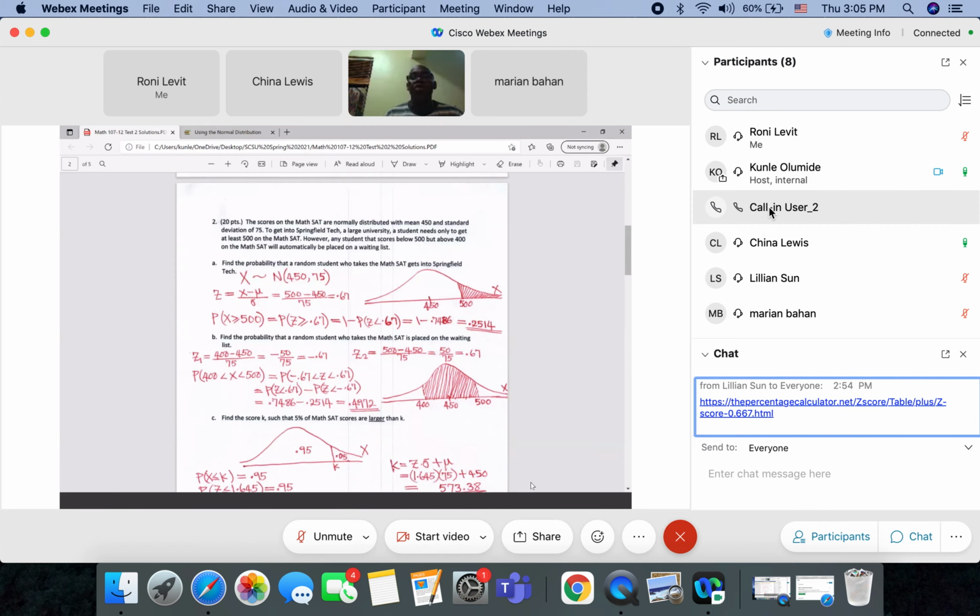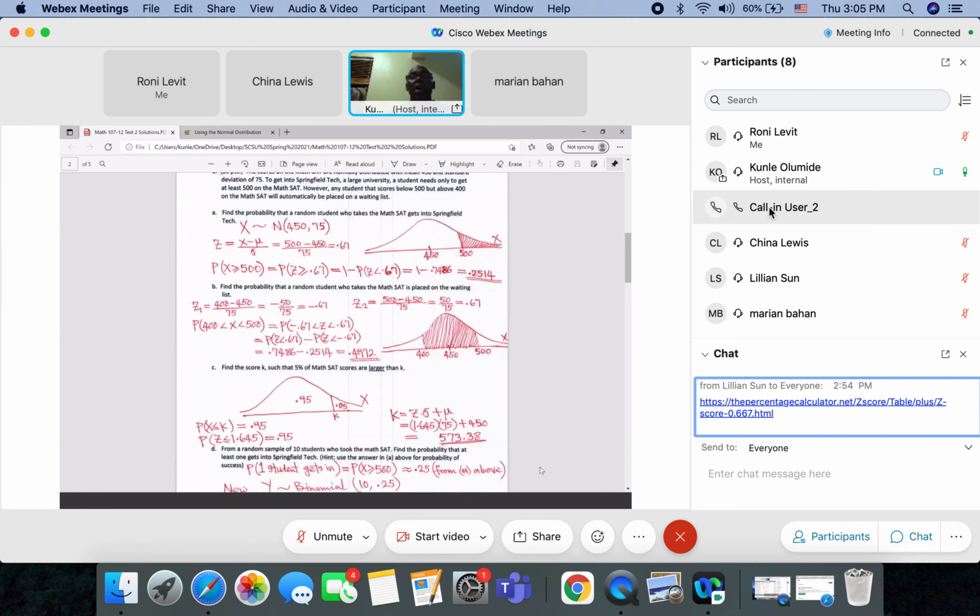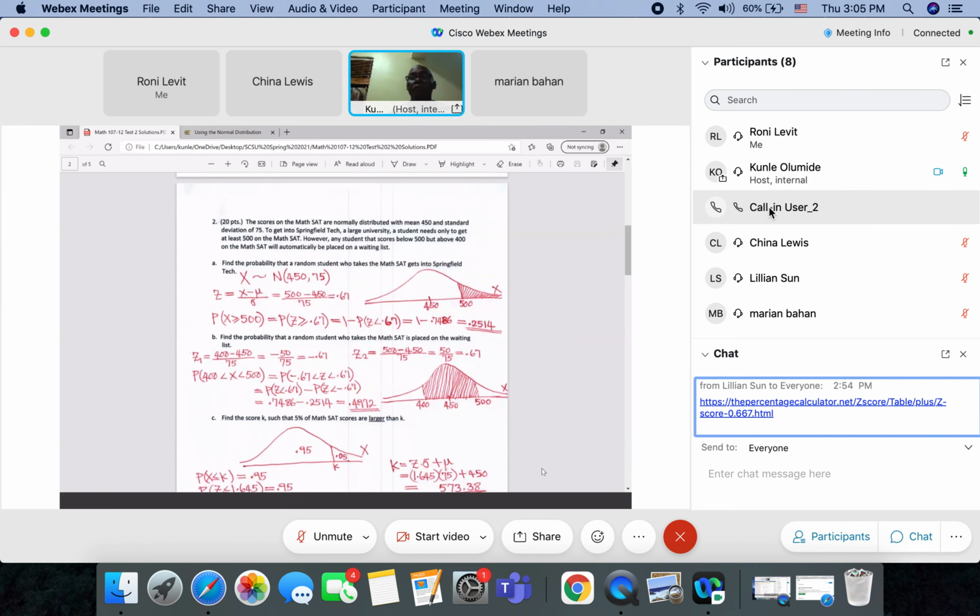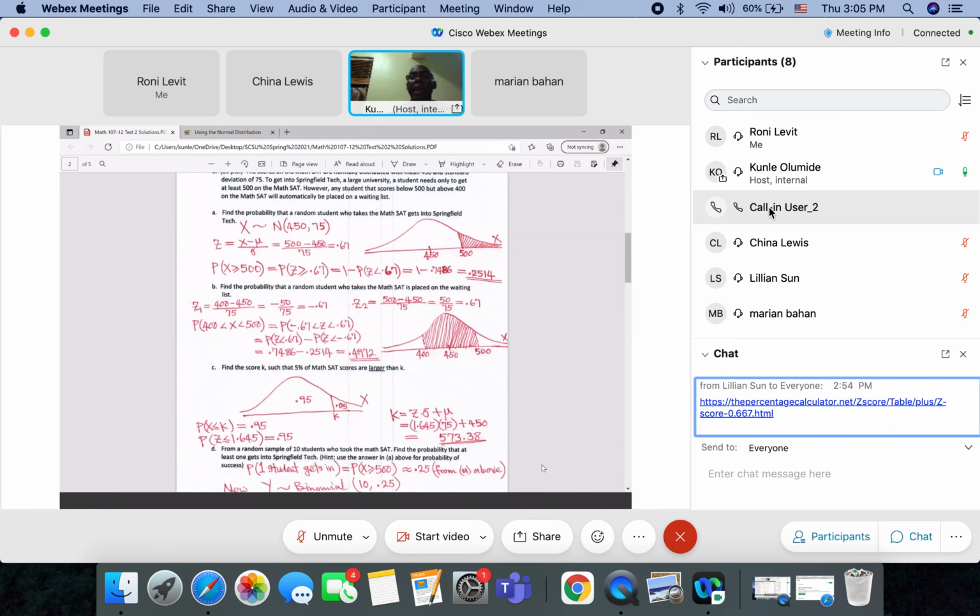Okay. So now we go to C. For C, again, you use x equals z times sigma plus mu. Because we got 95.95 here, z is 1.645, then times 75 plus 450, 573.38. Okay?